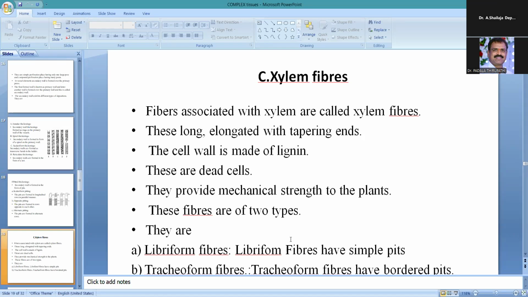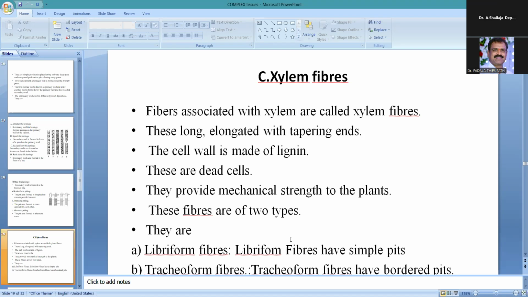Next, coming to the xylem fibers. So what is the function of tracheids? The main function of tracheids is to conduct water and minerals in the plant body. The tracheids are placed one above the other with their end walls in contact. The end walls are imperforated but are provided with bordered pits.